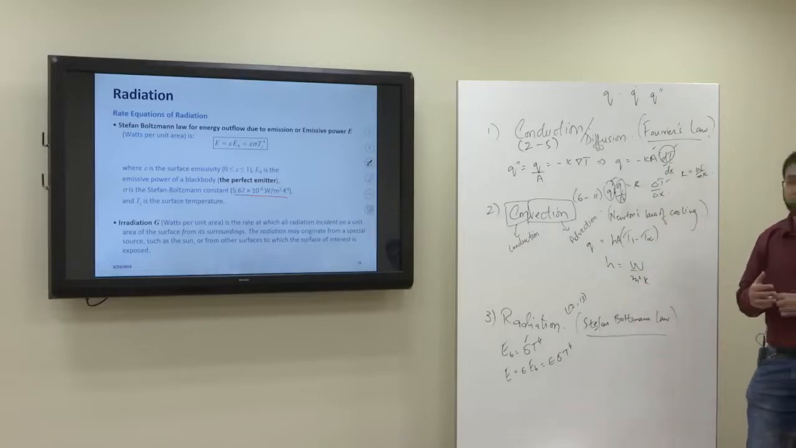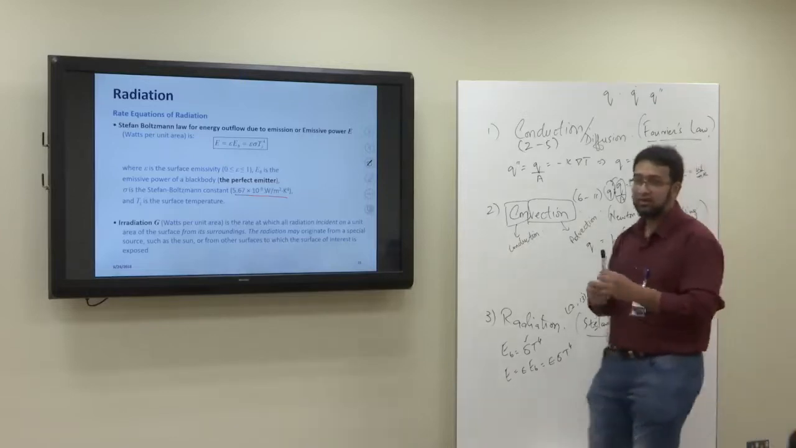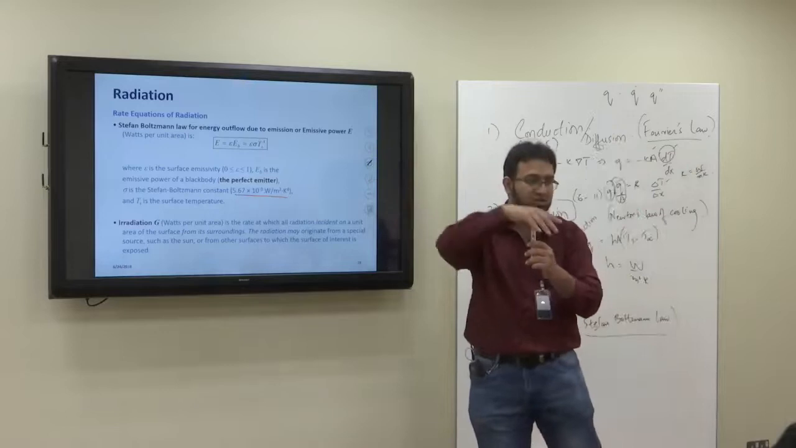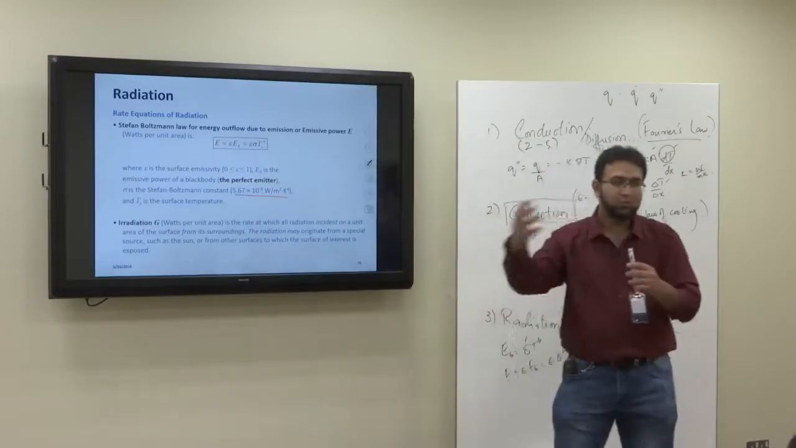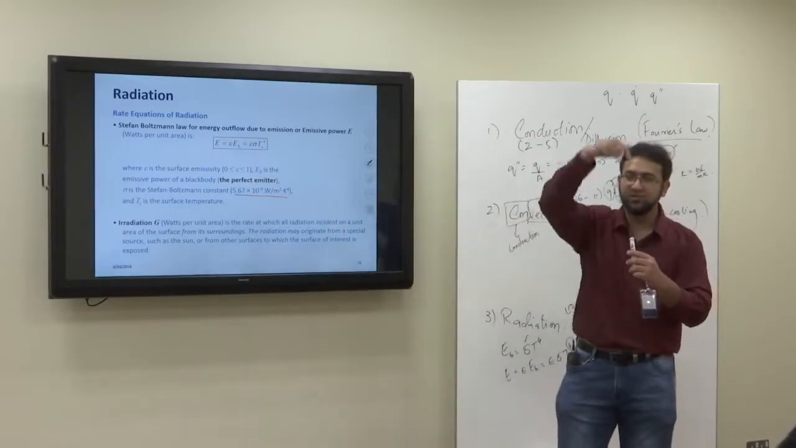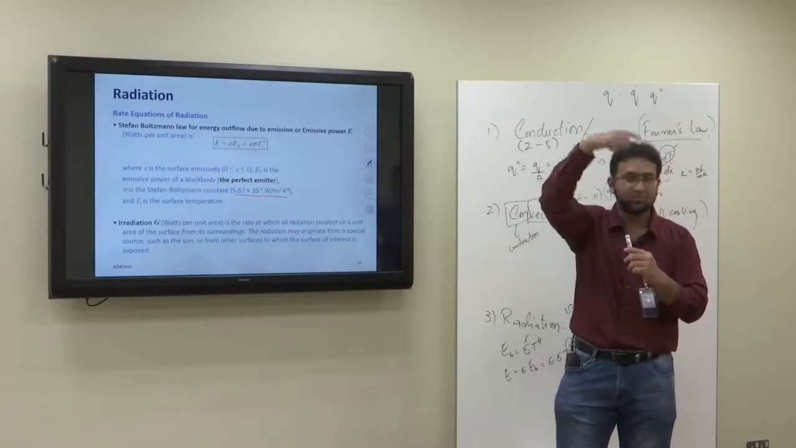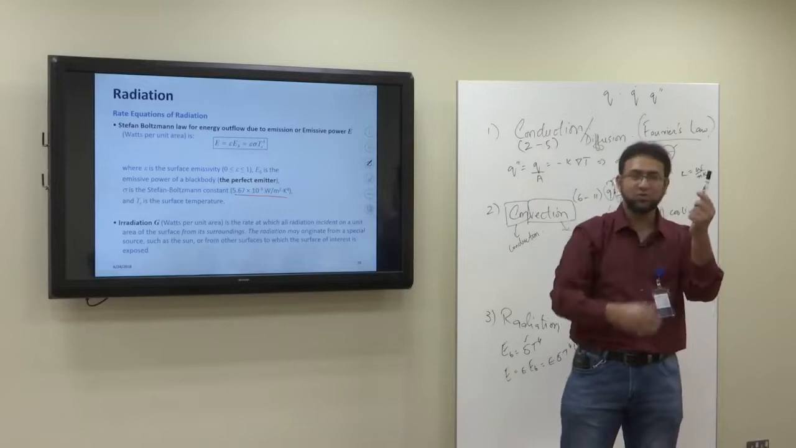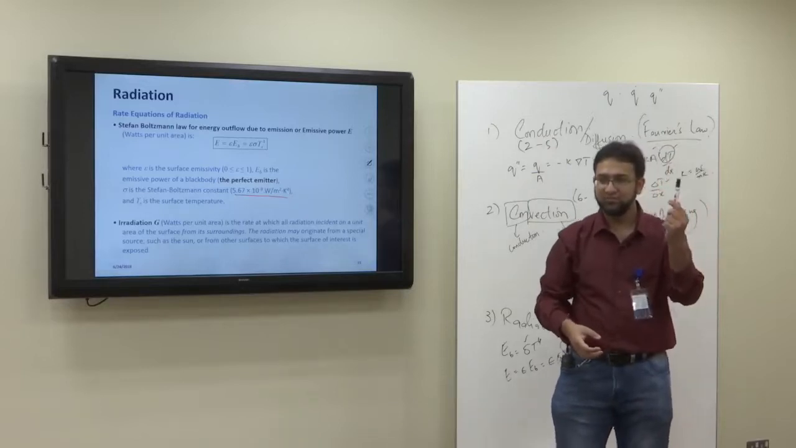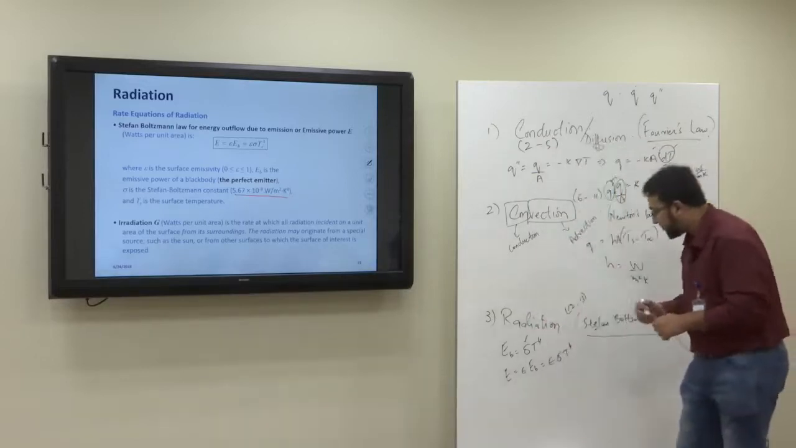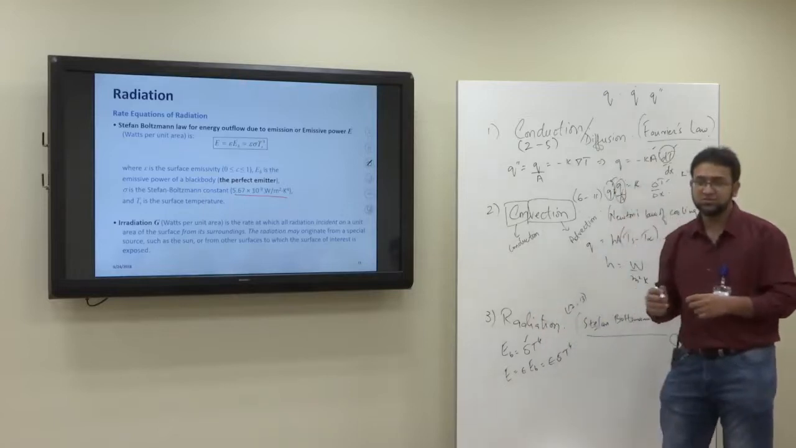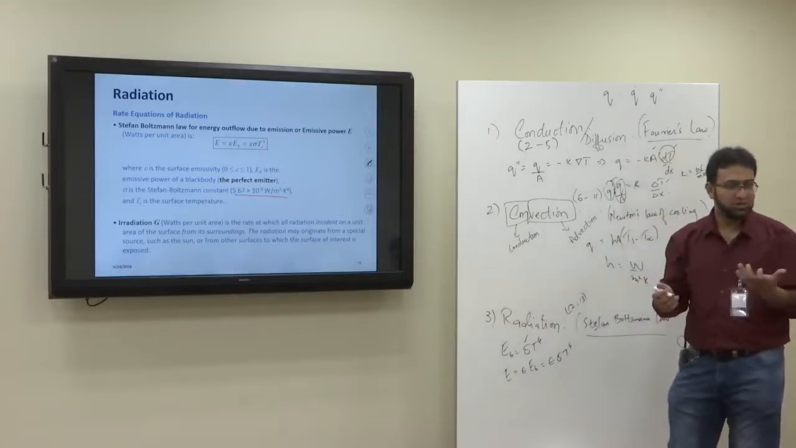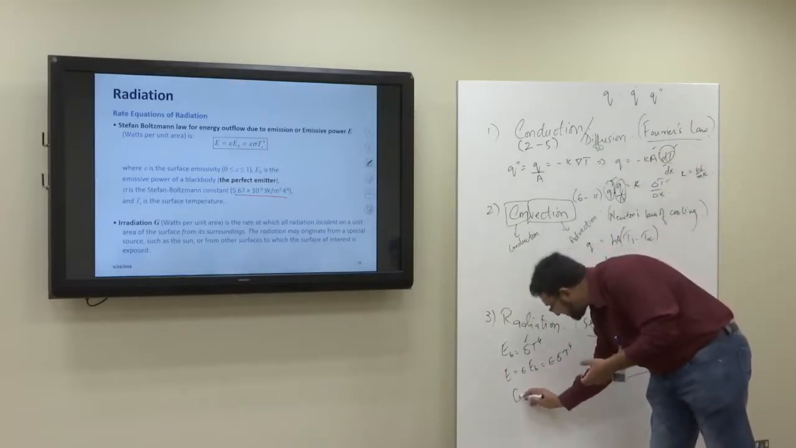But what about the absorbance? Any body emits, but at the same time it also absorbs. But absorption comes from the surrounding. It depends upon the temperature of the surrounding. The surrounding is emitting, that will be absorbed. Right? So for the absorption, we define it as irradiation, and given as G.